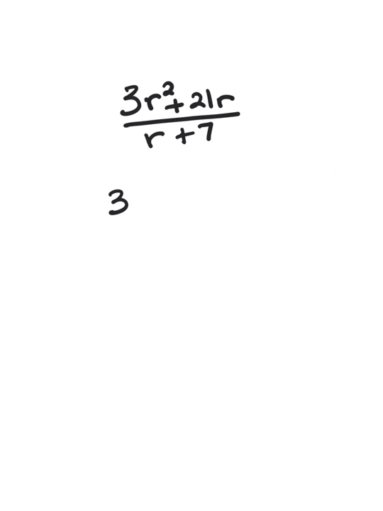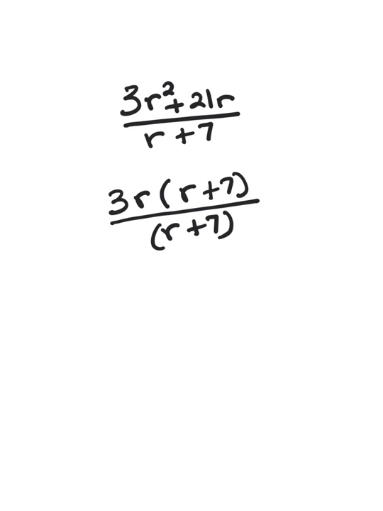Okay, the next one will be 3r squared plus 21r over r plus 7. If you look at your numerator, you have a 3 in common, and you also have an r. So what are you left with? r plus 7 divided by r plus 7. These two will become 1. So this will be 3r when simplified.